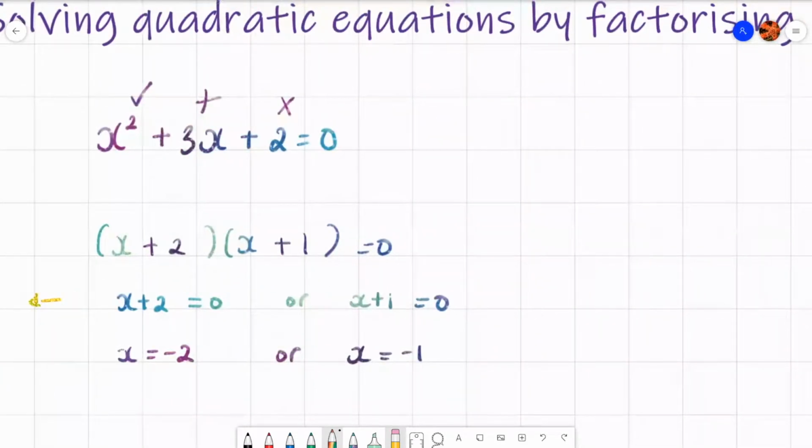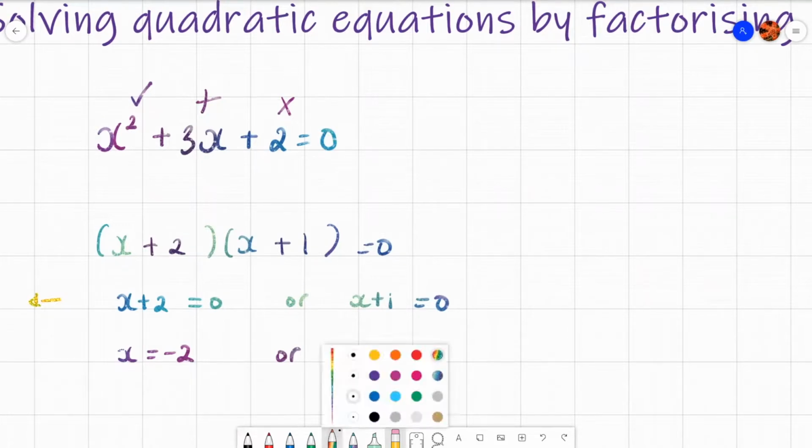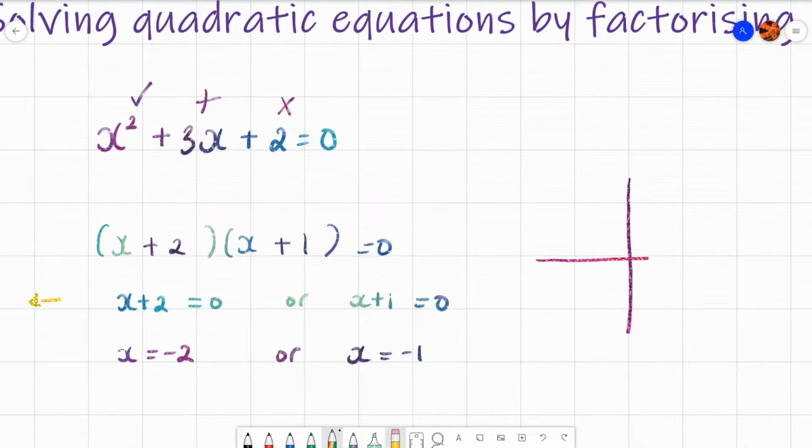Now, these are your values. We've worked out what x is. x is minus 2 or x is minus 1. There are two answers for this. A little bit of a background recap of what this actually means. If I draw myself a set of axes, I've just worked out x. x is minus 1 and x is minus 2. Minus 1 is here, minus 2 is there. And then if I draw myself a graph, that means that your quadratic graph will cross the x-axis at minus 1 and minus 2.